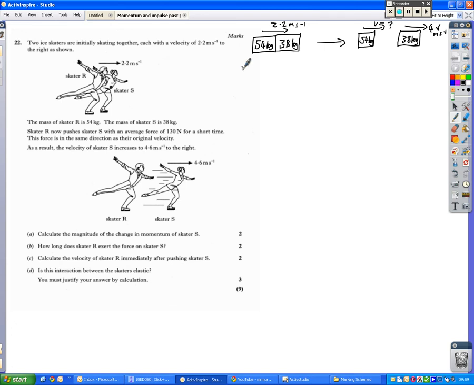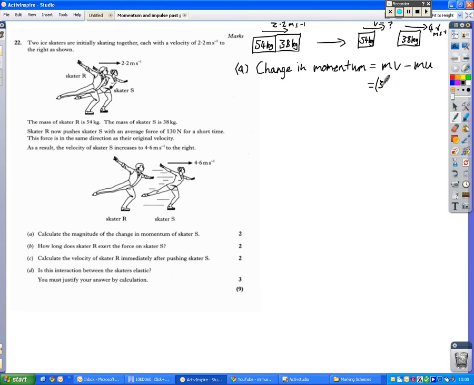You don't actually need to use that diagram fully until part C, but it's good just to have that so you understand what's happening. So part A, calculate the magnitude of the change in momentum of skater S. So it's how much the momentum of the female skater has changed. So we know that change in momentum is equal to mv minus mu. So that's your initial momentum taken away from your final momentum.